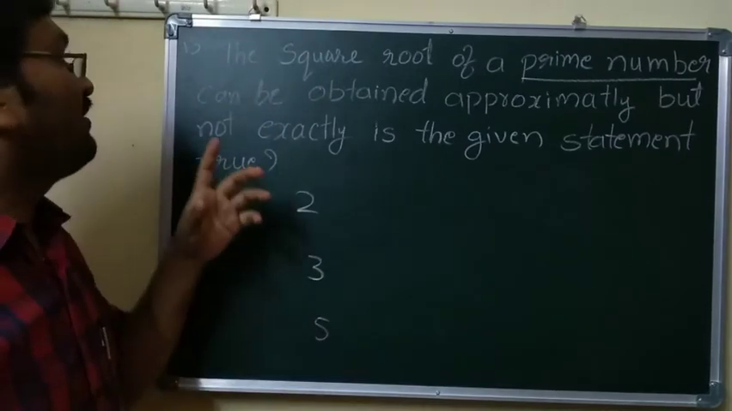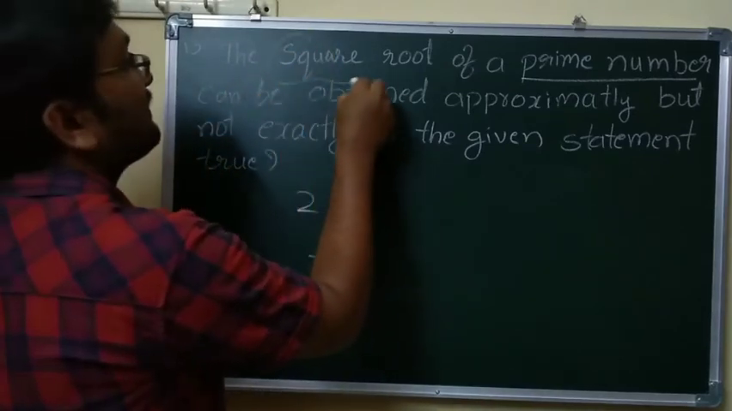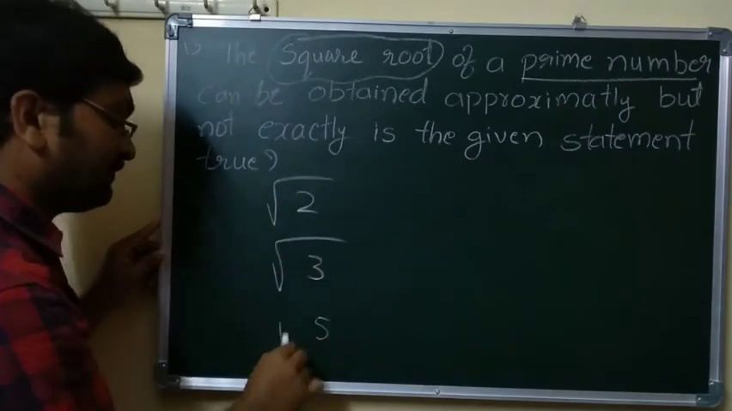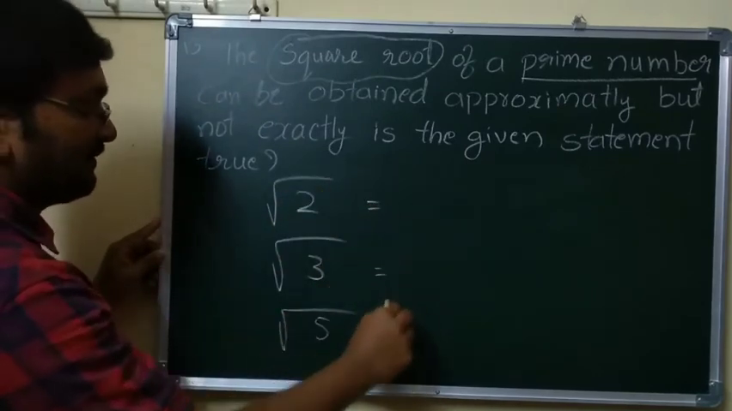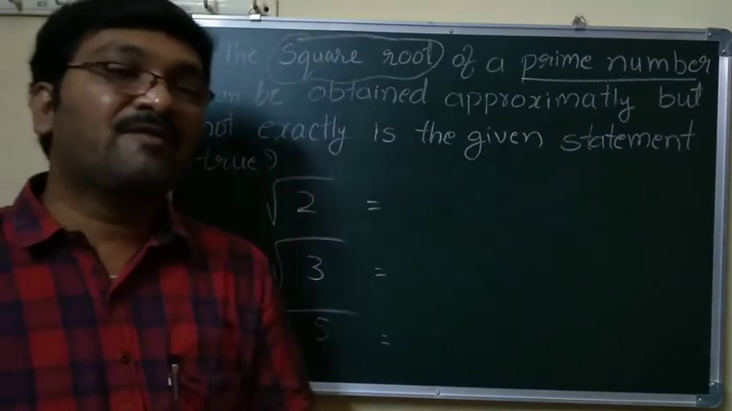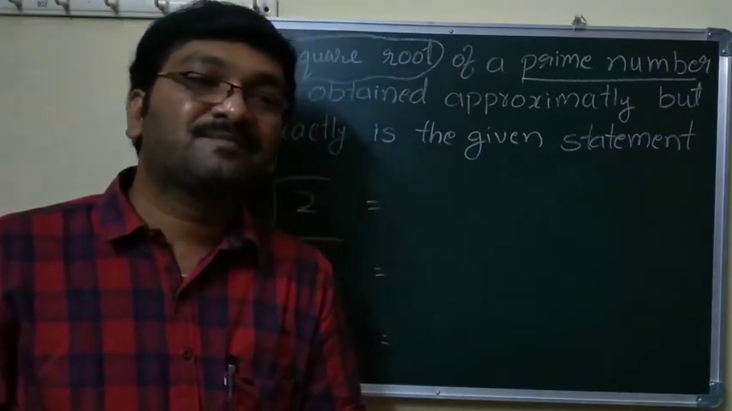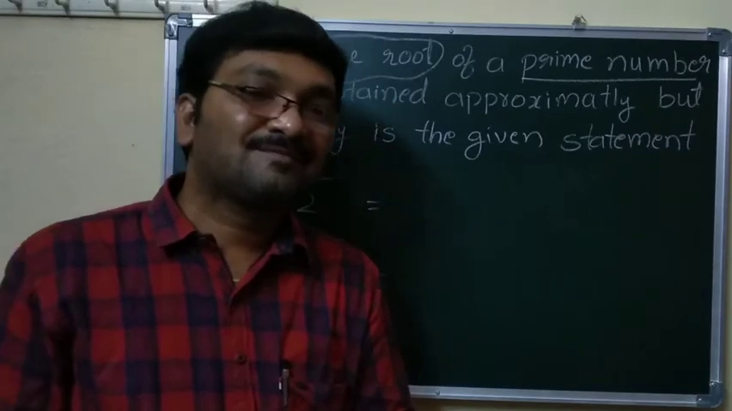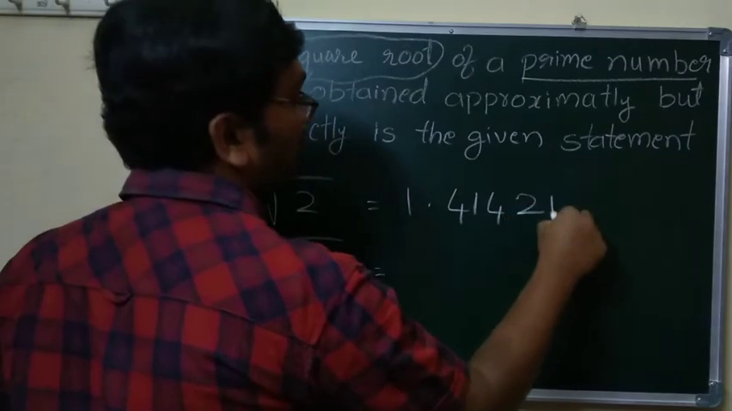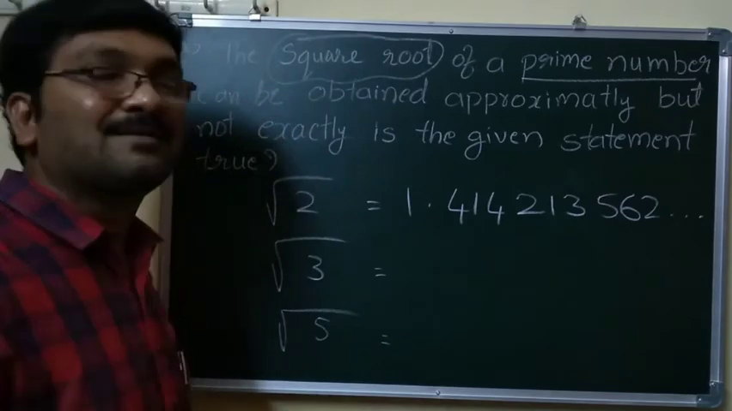Now what we want to find out is the square root. Square root of 2. How can we find that? Does anybody know the answer? The answer is 1.41421356 and so on. It goes on, there is no end.